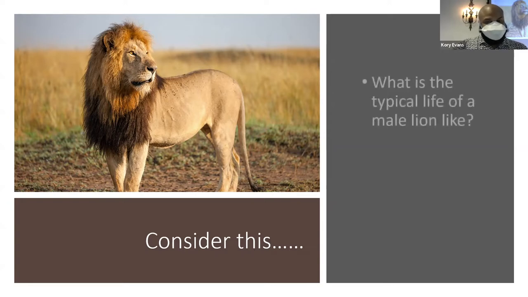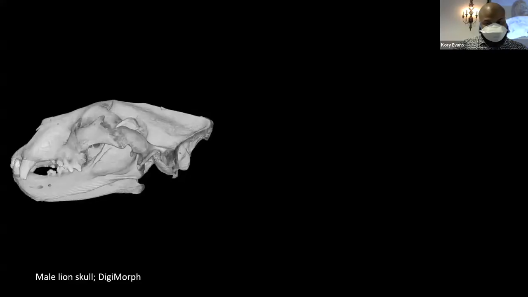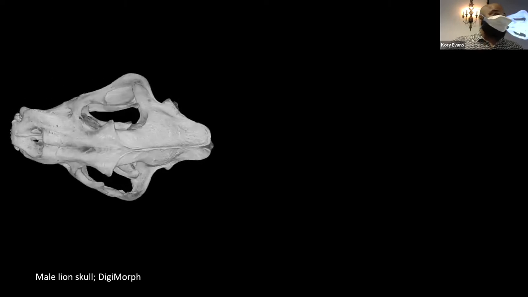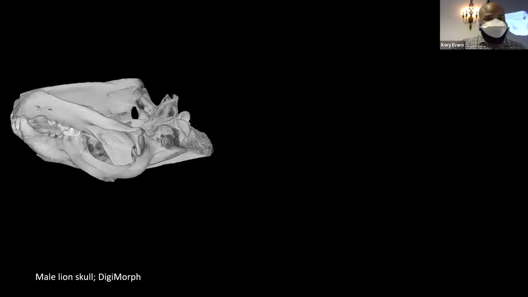More specifically, what is a typical life of this male lion like? And as an anatomist, the next question that I would ask is, what is it using the skull for? So start thinking about how this lion might be using its skull in this day-to-day activity. As an anatomist, the next thing that I would do is get that lion, snatch its skull out of its head, and start asking the hard questions.